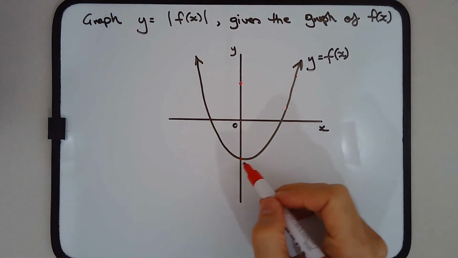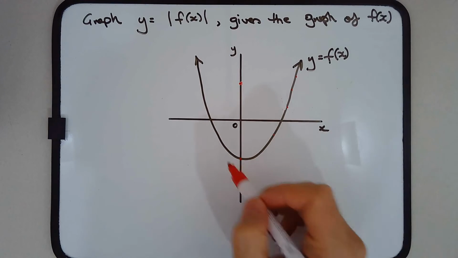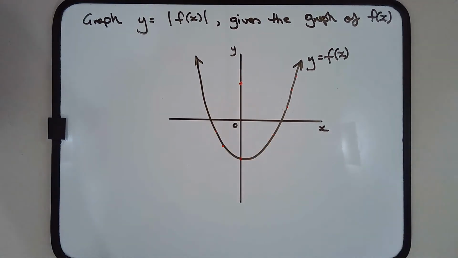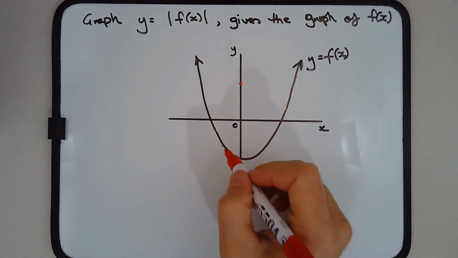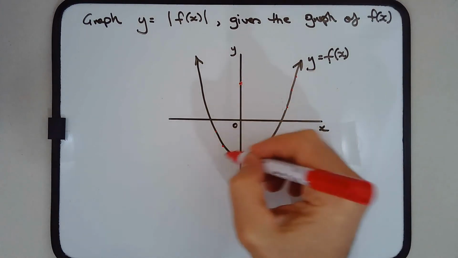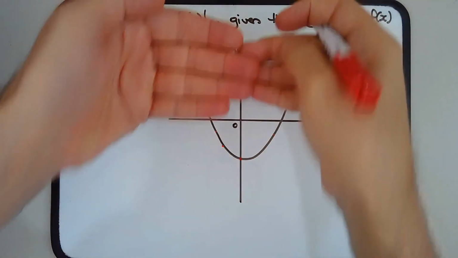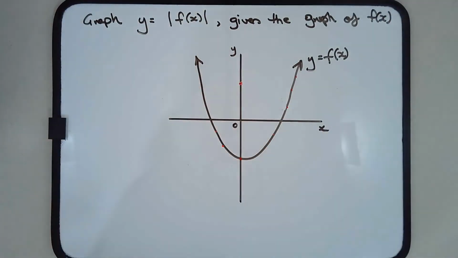Likewise with any other points that are below the x-axis, you can pick any point you like, any ordinate, it doesn't really matter. If you take the absolute value of that, it just reflects it in the x-axis. So basically quadrants 3 and 4 get reflected back the other way to quadrants 2 and 1 respectively.